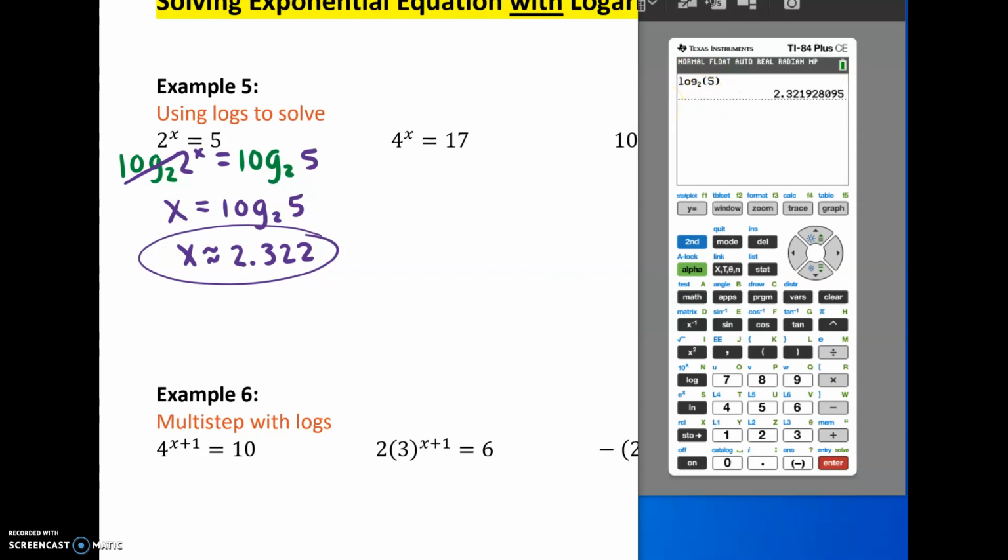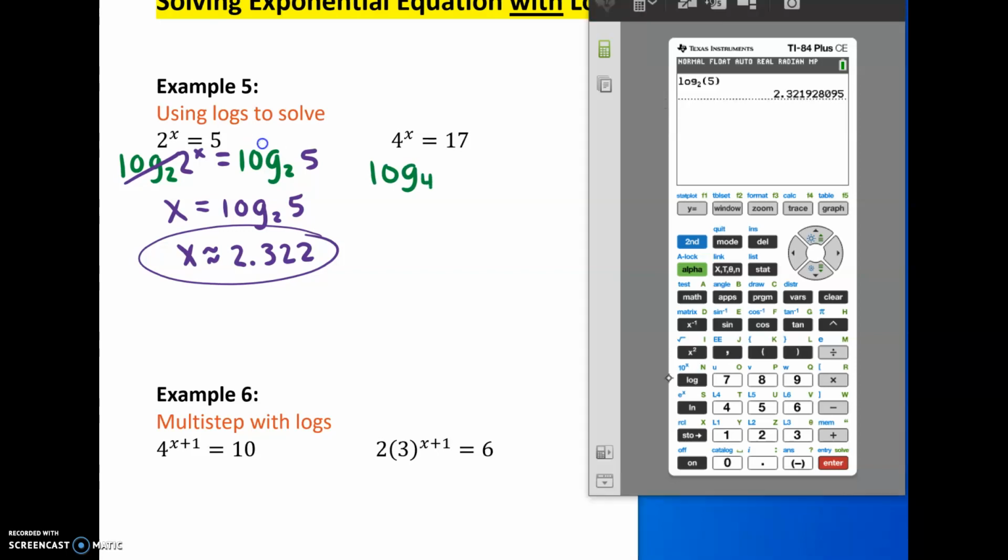So you've got 4 to the x equals 17. We can't rewrite each of those bases, so we're going to take a logarithm. We need to get the x out of that exponent. So remember, the bases have to match. So since I have a base of 4 in the exponential, I'll have a base of 4 in my logarithm.